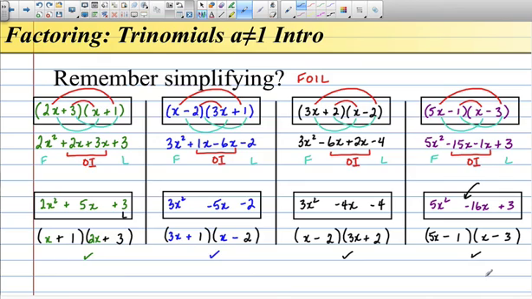So you might get really good at trial and error and be able to do these very quickly, but there are other methods, and we'll investigate those in the next few videos.